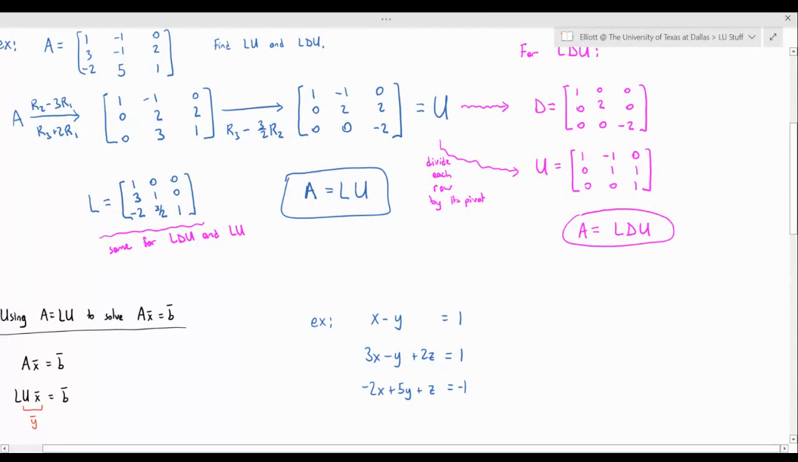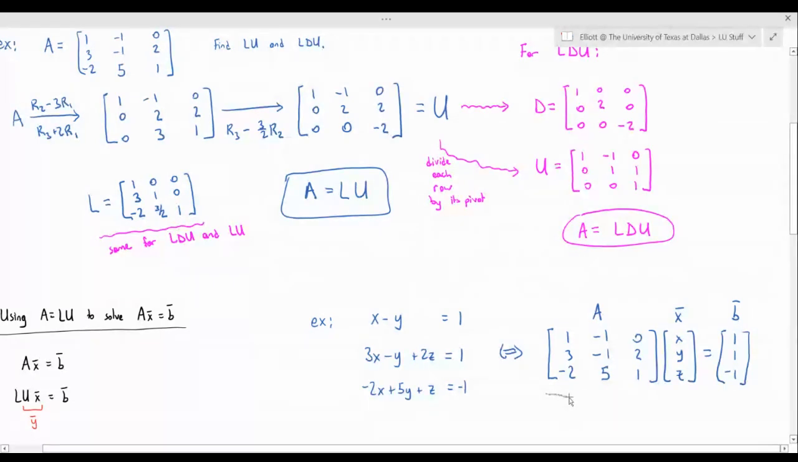So we had the system of equations, and if we were to write it in matrix form, you'd have the matrix [1, 3, -2; -1, -1, 5; 0, 2, 1] multiplying x, y, z, equals 1, 1, and negative 1. So here's our equation in the form A x equals b.